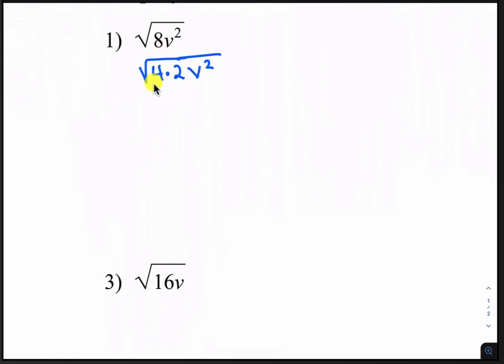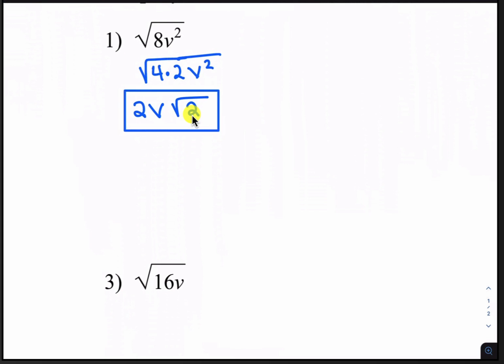This is the square root of 4, which is 2, so the 2 comes out of the radical. This 2 is going to stay in the radical. And then the square root of v squared is just v. The way that works with the variables, you might remember, is just take the exponent and divide it by 2. So 2 divided by 2 is 1, so that's going to be v to the first power. Now, what stays in the radical is the 2 here. So the answer is going to be 2v times the square root of 2 for our final answer.